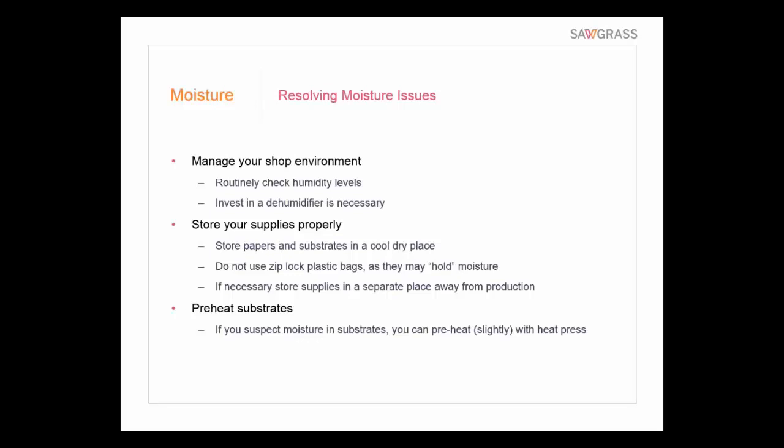We used to say to store your papers, etc., in Ziploc plastic bags, but it turns out that those actually can hold moisture. So the Ziploc bags may not be the best way to store it. The key is to put your papers and substrates in a cool, dry place. A cool, dry place. Forget putting them in the Ziploc bags. That's just not really the way to do it. And then also routinely check humidity levels. You may have to invest in a dehumidifier or a humidifier, depending on which part of the country you live in. So pay attention to those types of things.